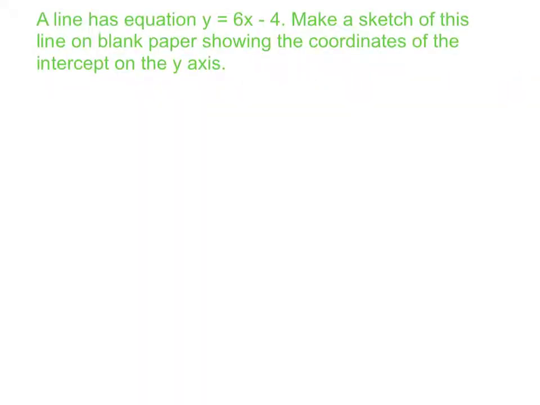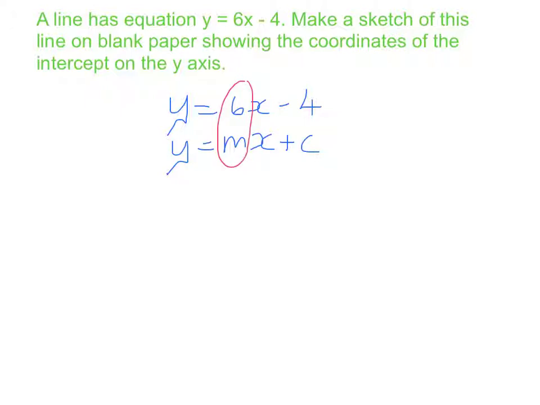Second question, we're given the equation of a line and we're asked to make a sketch. Now, we need to be able to pull out 2 bits of information from this, and we do that by comparing it to our general form, which is y equals mx plus c. I can see that my gradient is equal to 6, and I'm cutting the y-axis at minus 4.